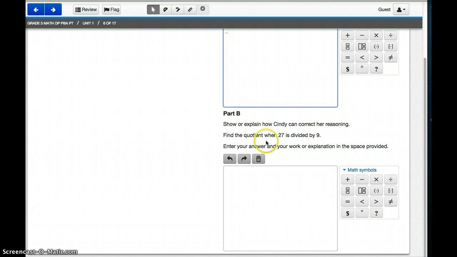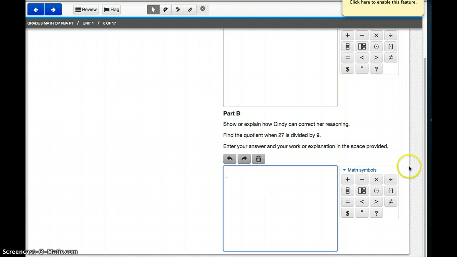Now down here it says, show or explain how Cindy can correct her reasoning. Find the quotient for 27 divided by 9. So we're going to click in this box. We're going to write 27, use the division, 9 equals. Now I want you to understand that this did not solve the problem. You still have to solve the problem. 3. Now, the opposite of that would be 3 times 9 equals 27. So that will be the opposite.